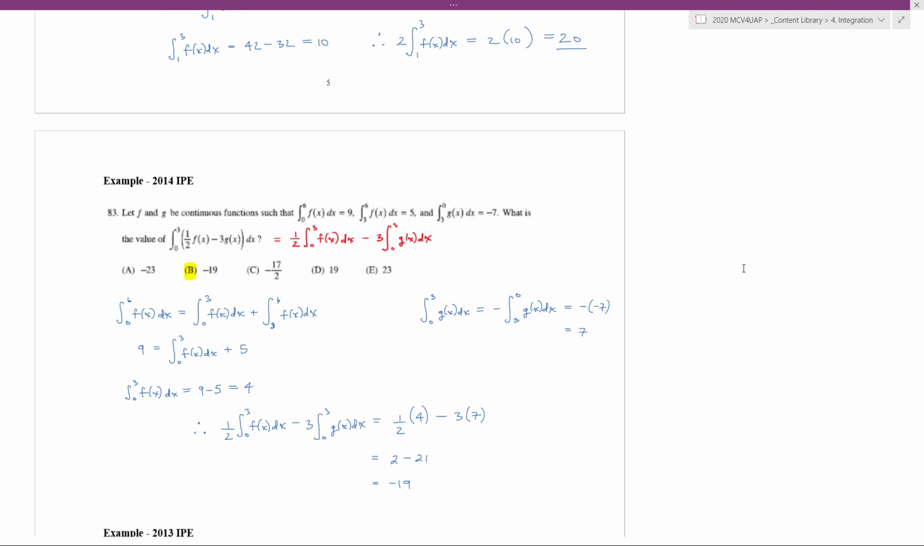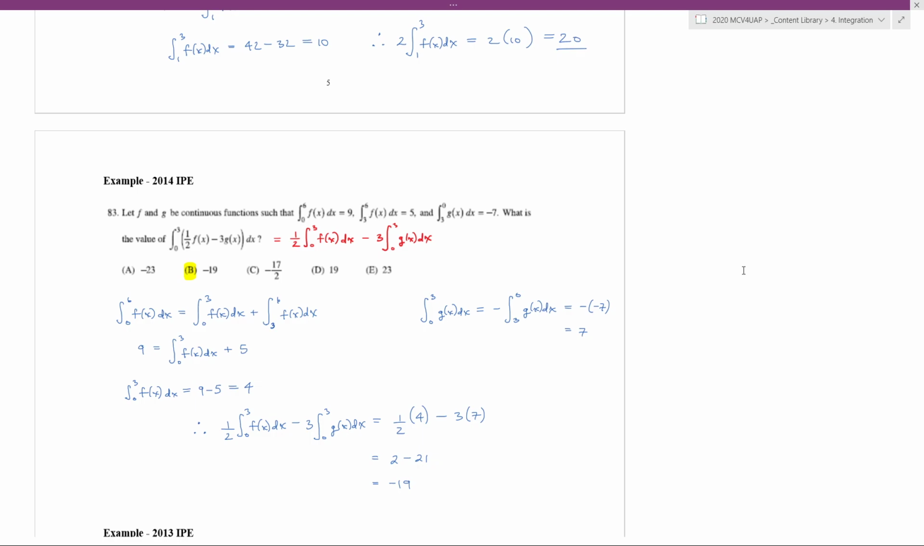Based on what I'm given, I know the integral from 0 to 6 of f of x dx, I can break that up into 2 parts. It's the sum of the integral from 0 to 3 plus the integral from 3 to 6. I'm doing that because it will allow me to find what the integral from 0 to 3 is, which is part of what I need.